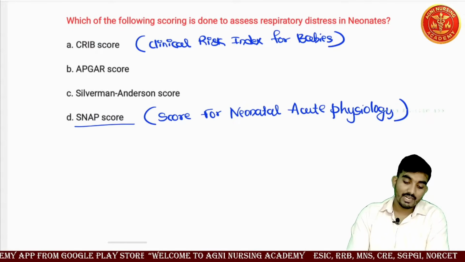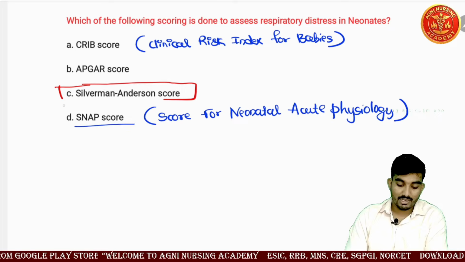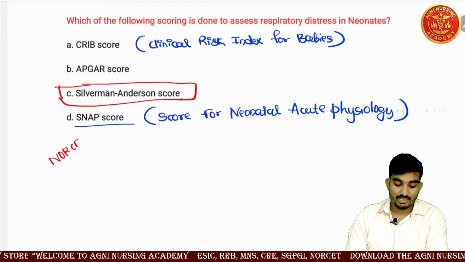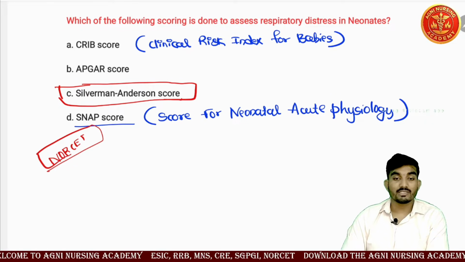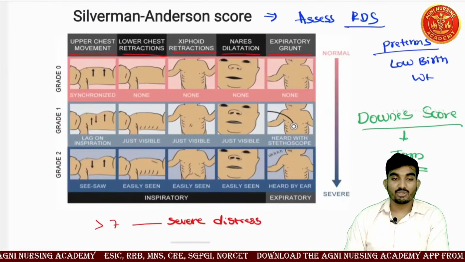Okay. The correct answer for our question is option C, the Silverman-Anderson score, and this question was asked in a previous NORCET exam. This is an important MCQ. In the last previous exams, this was an asked question. Okay, now we will see the next question.